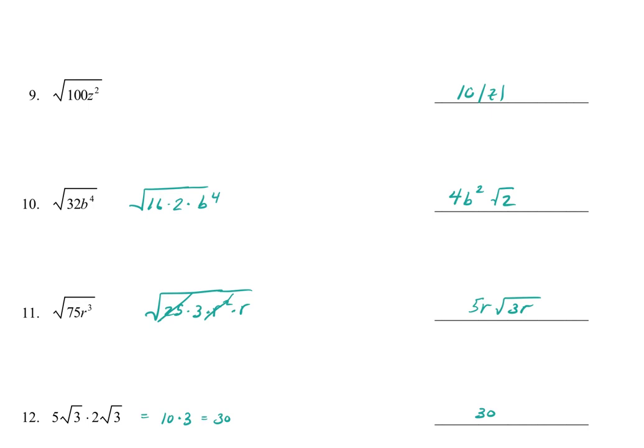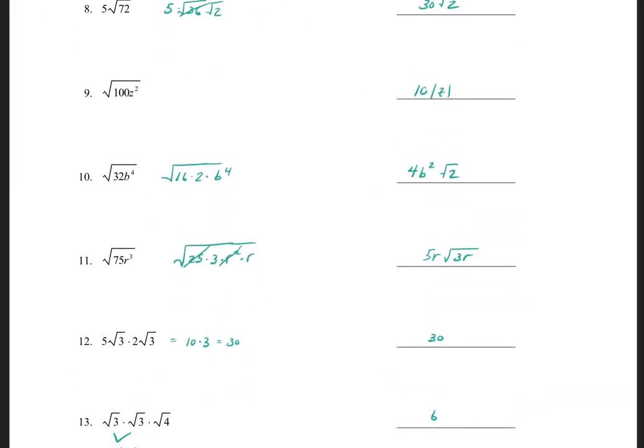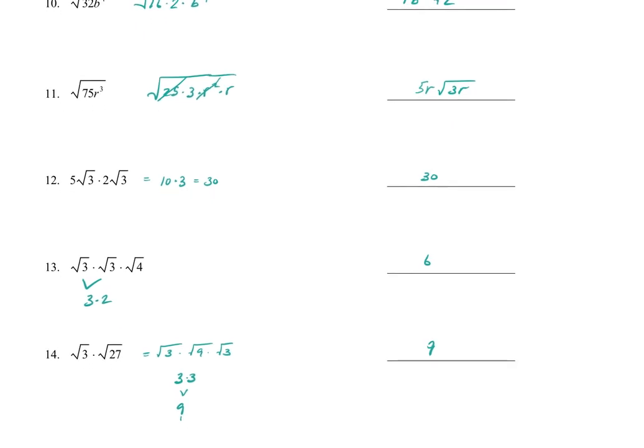10, 4b squared times the square root of 2. 11, 5r times the square root of 3r. 12, 30. 13, 6. 14, 7. Nope, 14, 9. Sorry.